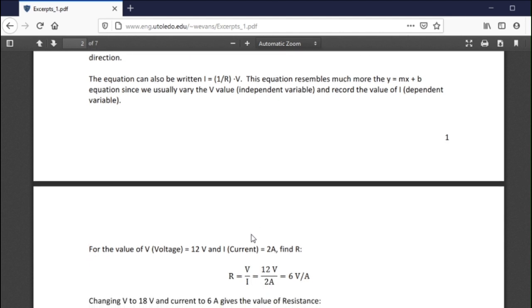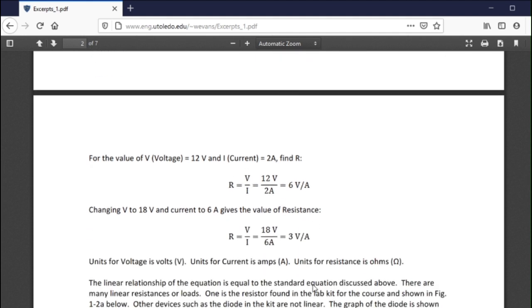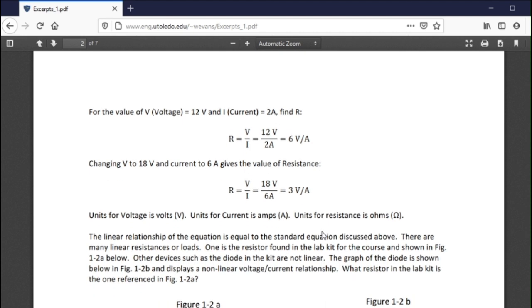For the value of voltage and the value of current, find R. That's a classic problem. So for the value of voltage, 12, and for the value of current, 2, find R. And it's 6. What is this over here? V over A. I don't know what V over A is. I know what ohms is. So V over A is defined as ohms, or the letter omega. The unit of resistance is ohms, but it's really volts per amps.